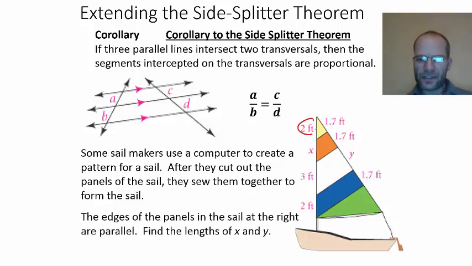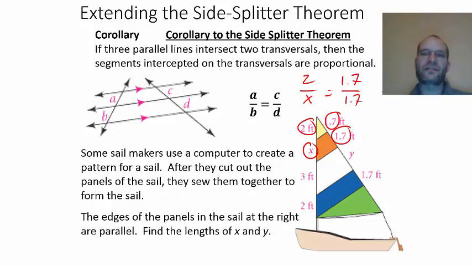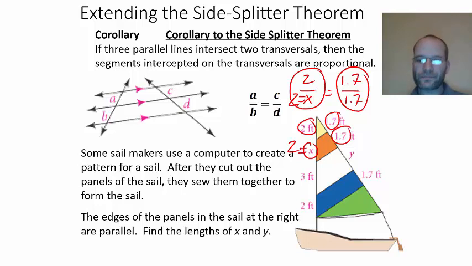Here we can compare 2 to X and 1.7 to 1.7. So 2 is to X as 1.7 is to 1.7. I think you can see pretty quickly that this is equal to 1. So this must be equal to 1, which means X must equal 2. So that was pretty straightforward.